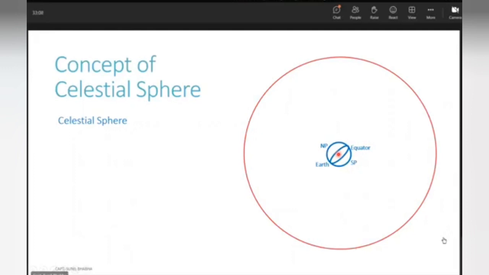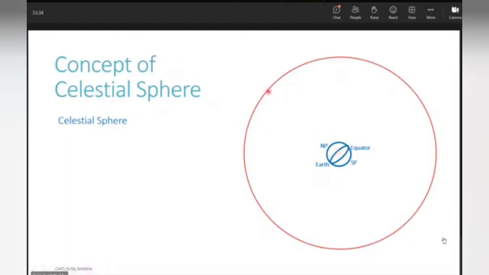Now coming to the radius. The radius of the celestial sphere is assumed to be infinite. So the celestial sphere is a sphere whose center is the same as the center of the earth and it has infinite radius.